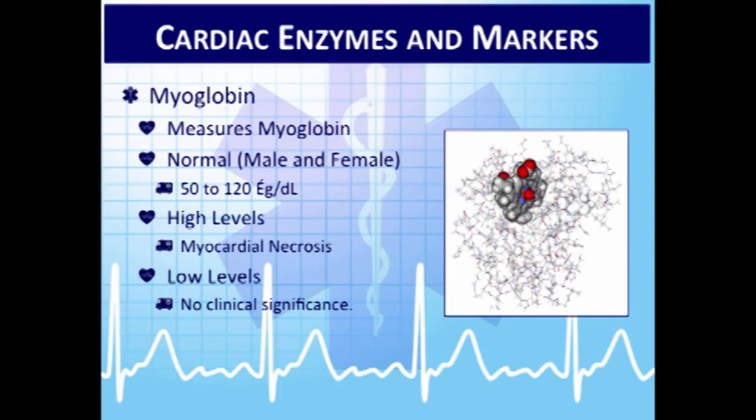High levels are seen in myocardial necrosis. So if somebody's had an acute MI, muscle cells have died, we're going to see an elevation in their myoglobin. All right? How would you measure it? Blood.